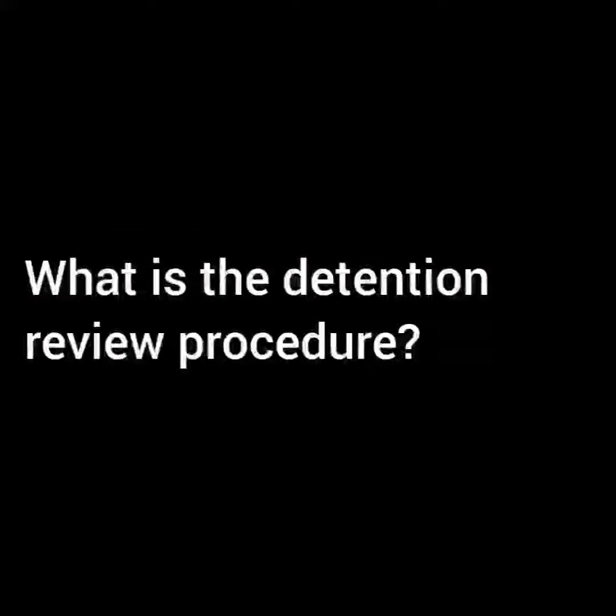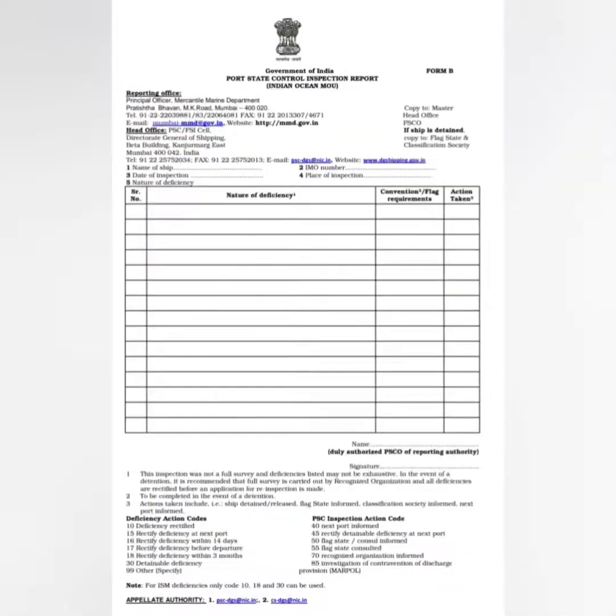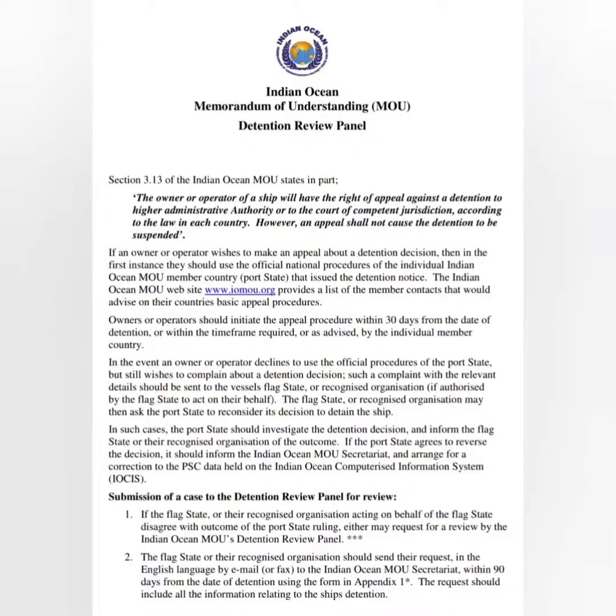First of all, it's important that you know that every time a vessel is detained, two forms are issued, Form A and Form B. Also, the Port State Control Officer has the responsibility to tell you the detention review procedures for that particular MOU. But as the principal procedure for detention review is the same for almost all MOUs, let's understand the detention review procedure for the Indian Ocean MOU.